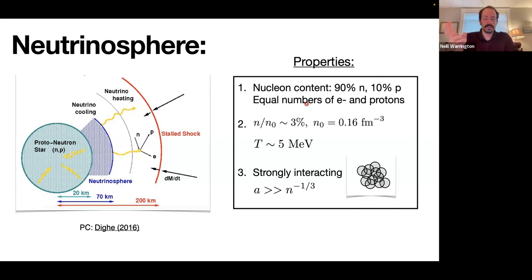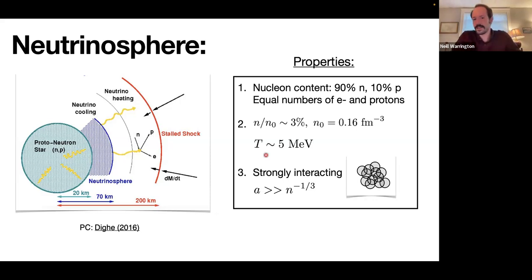And for electric charge neutrality, there's an equal number of electrons and protons in the gas. So in terms of nucleons, it's basically all neutrons, but there's also protons and electrons around. It's roughly 3% of nuclear density. If you've not been exposed to the concept of nuclear density before, it's 0.16 per Fermi cube. This is the density of a lead nucleus, roughly. This is low on the scale of nuclear physics, and its temperature is like 5 MeV.